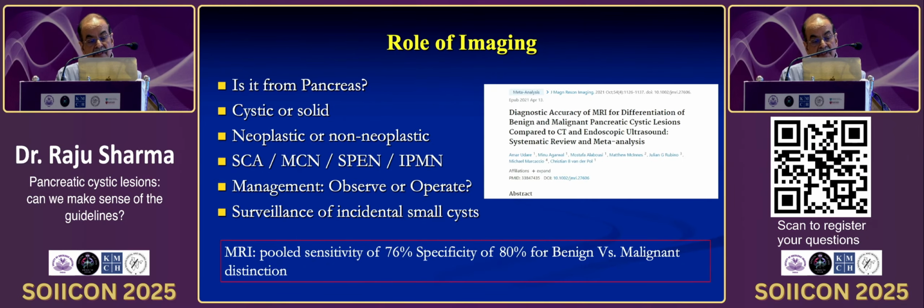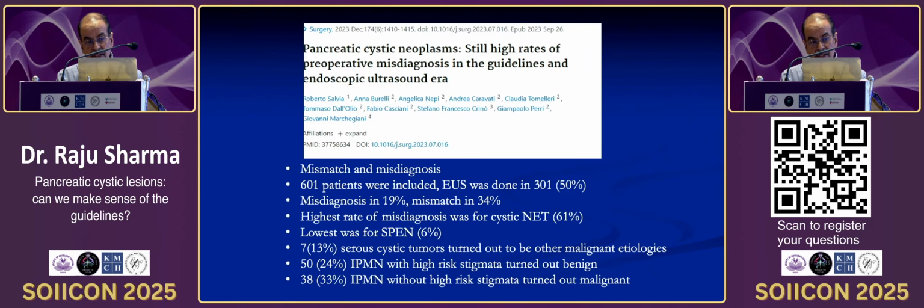The pooled sensitivity of MR is about 76%, specificity about 80% in distinguishing benign from malignant lesions. And in spite of all the modalities available to us, there are areas where we can go wrong. This was a large study on about 600 patients where 50% of them had undergone even EUS, and the misdiagnosis was seen in 19% and a mismatch in 34%. The highest rate of misdiagnosis was seen in the cystic neuroendocrine tumors.